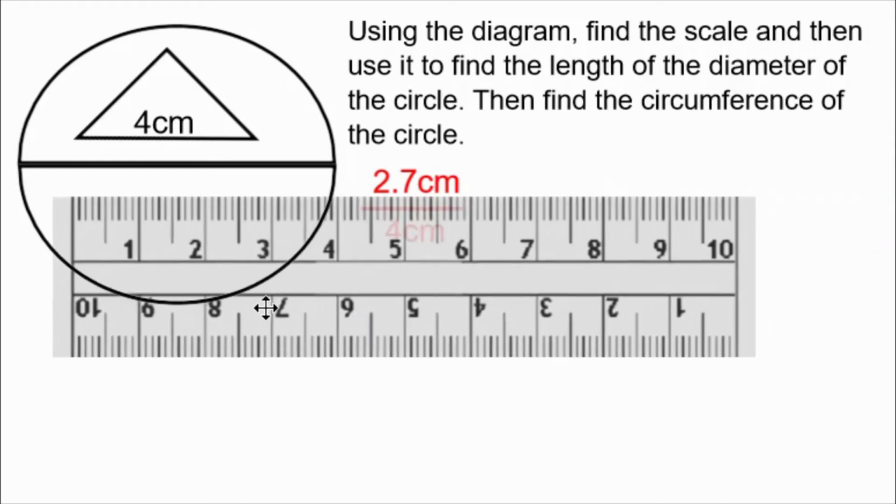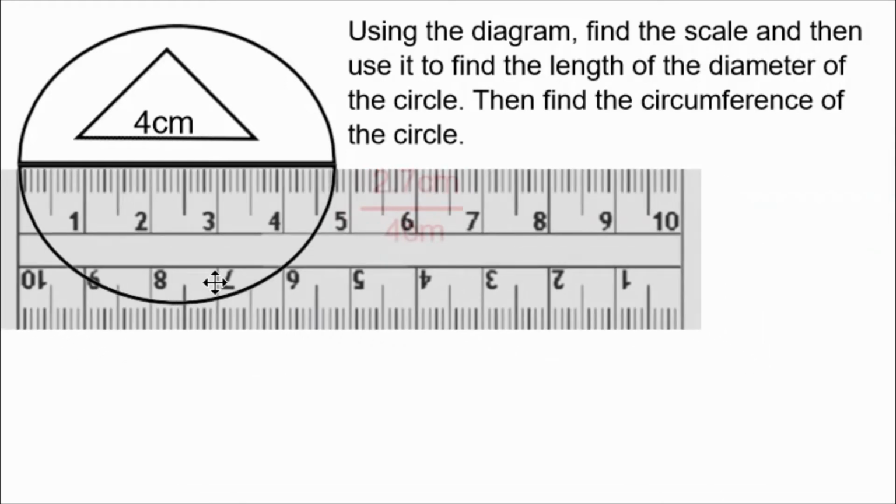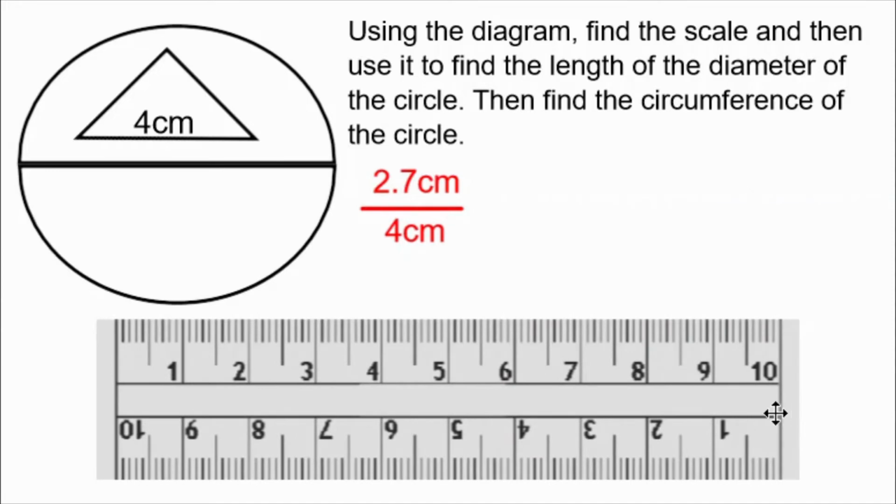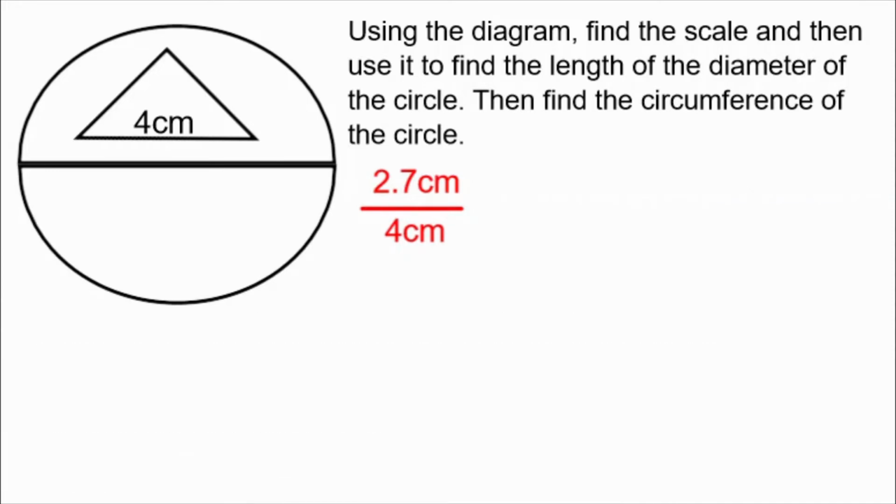To do that, though, I have to measure the diameter on the diagram. And I get 4.8 centimeters. I build a proportion by putting 2.7 over 4 on one side, and then on the other side of an equal sign, I put 4.8 centimeters over x. Remember, we have ruler over real in our scale. So since 4.8 centimeters was a ruler measure of the diameter, it has to go on the top.